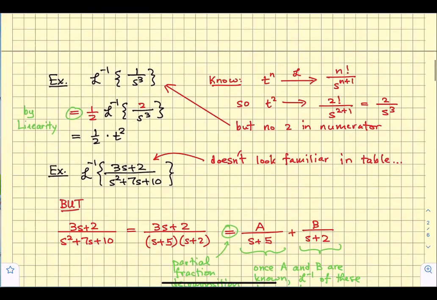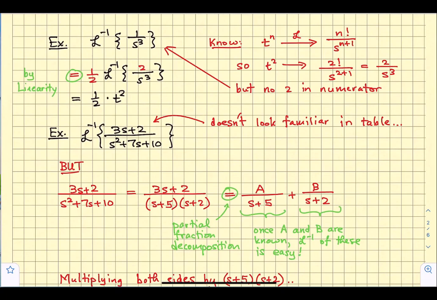For the next example, what happens when you go to play the game, but the function big F doesn't exactly match something that's in your table? It requires just a little bit more work. For example, look at the inverse Laplace transform of 1 over s cubed. Now we know from our table that if you take the Laplace transform of t to the n, you get n factorial over s to the n plus 1. So when our n is 2, you get 2 factorial over s cubed.